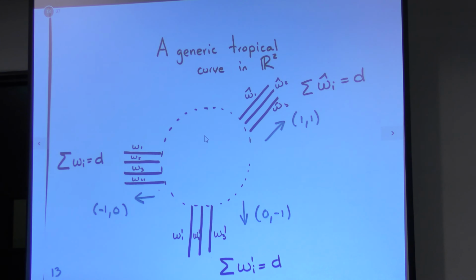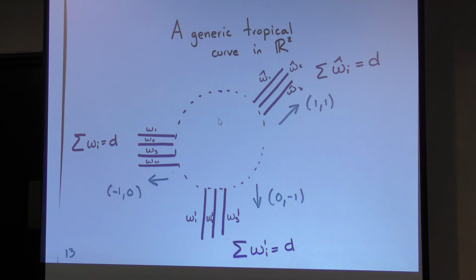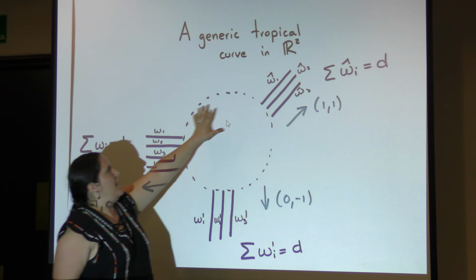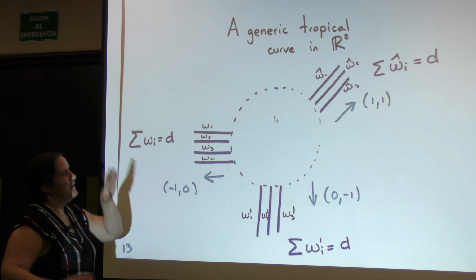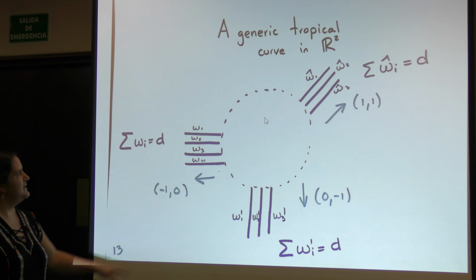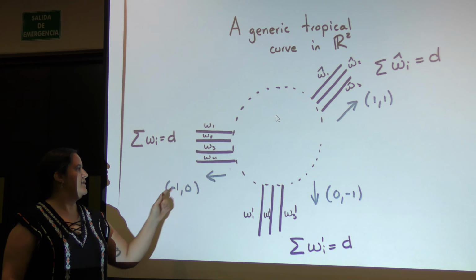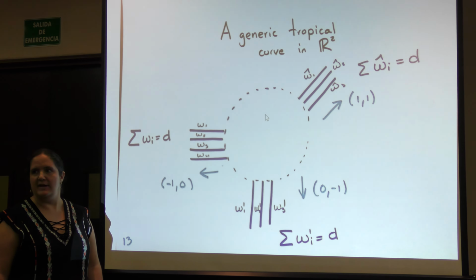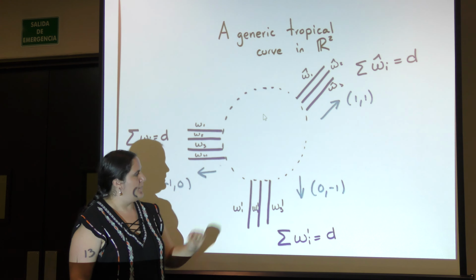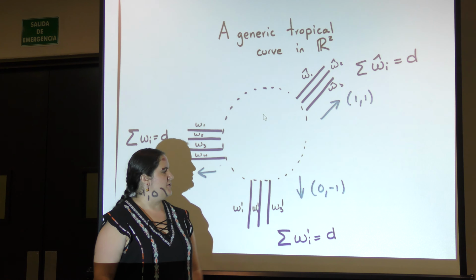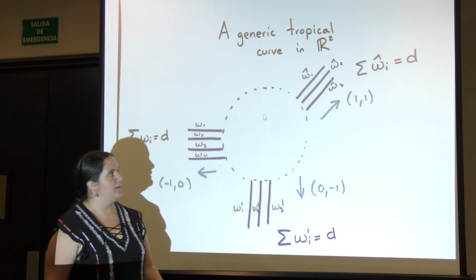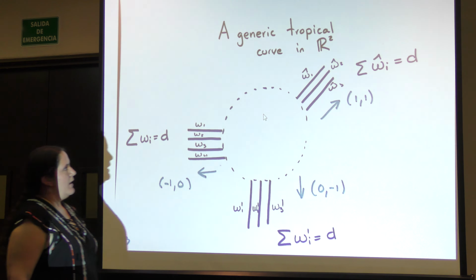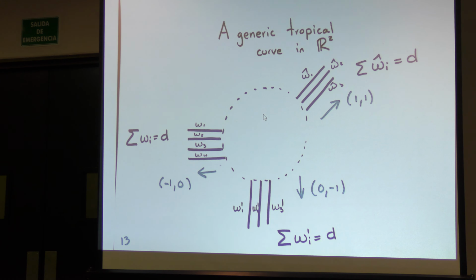Okay, then a generic curve in R2 looks like this. Many things may happen, but in the infinite edges we'll have some edges in direction (-1,0), and the sum of the weights is d, where d is the degree. We have some edges in direction (0,-1), and the sum of the weights is also d. And we have some edges in direction (1,1), and the sum of the weights is d. This is how a tropical curve of degree d looks.